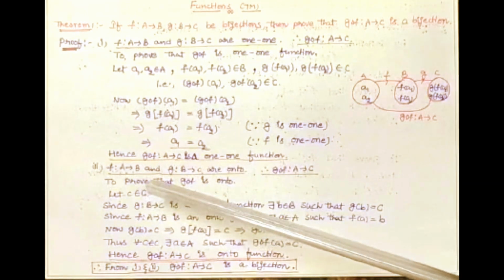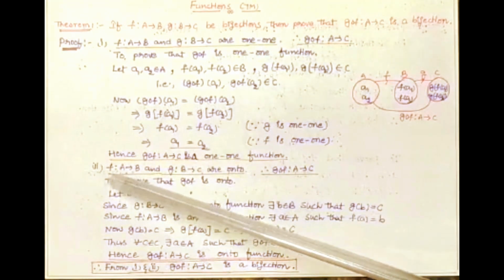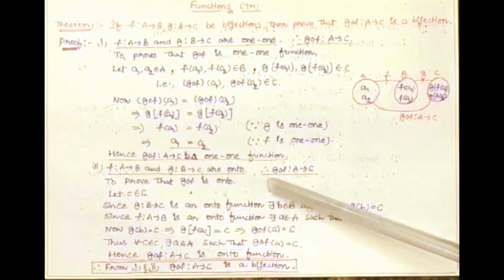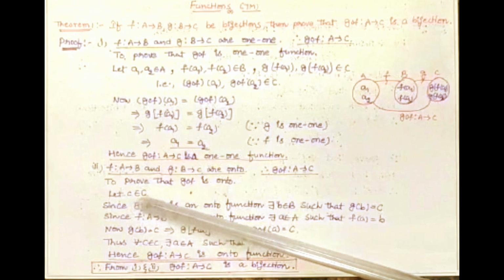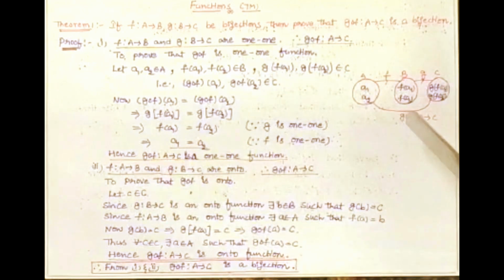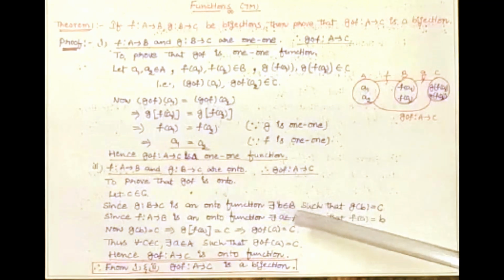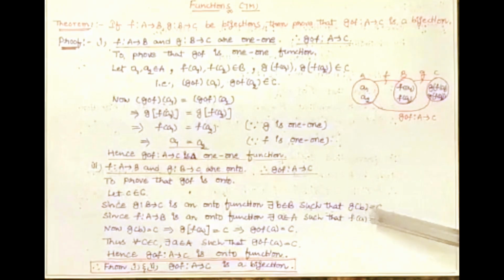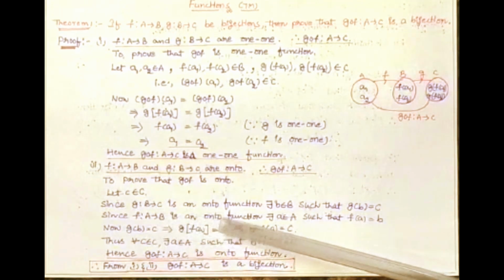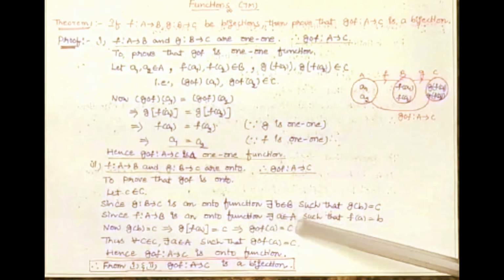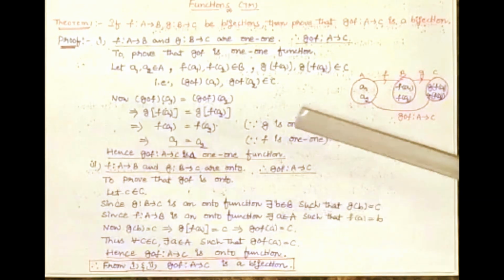Next we have to prove g∘f: A to C is an onto function. What is the definition of an onto function? f: A to B, g: B to C are onto functions. Now we have to prove g∘f is also onto. Let c belong to C. I am considering the element c in the set C. Since g: B to C is an onto function, there exists b belonging to B such that g(b) is equal to c. Since f: A to B is an onto function, from the definition of onto function, there exists a belonging to A such that f(a) is equal to b.